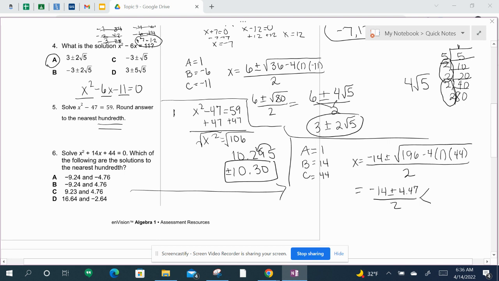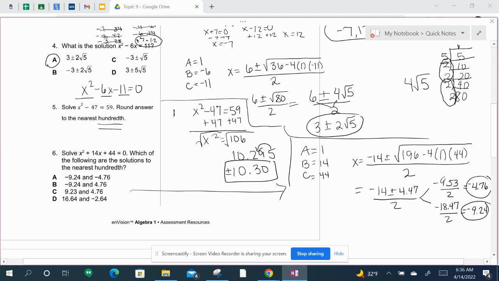So negative 14 plus 4.47 would become negative 9.53 divided by 2. And then negative 14 minus 4.47 would become negative 18.47, also divided by 2. And last but not least, do that division and I get negative 4.76 and negative 9.24.